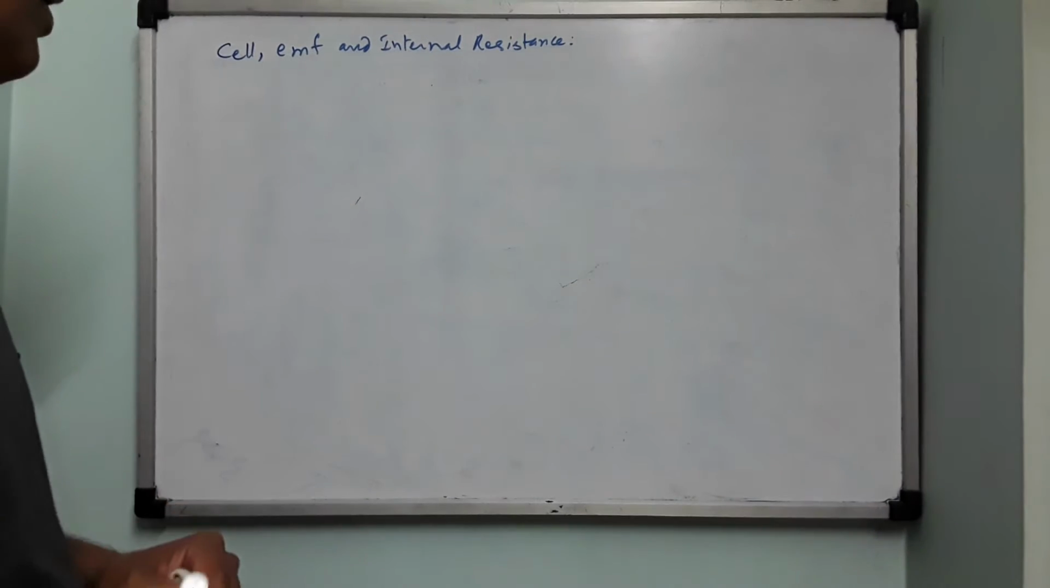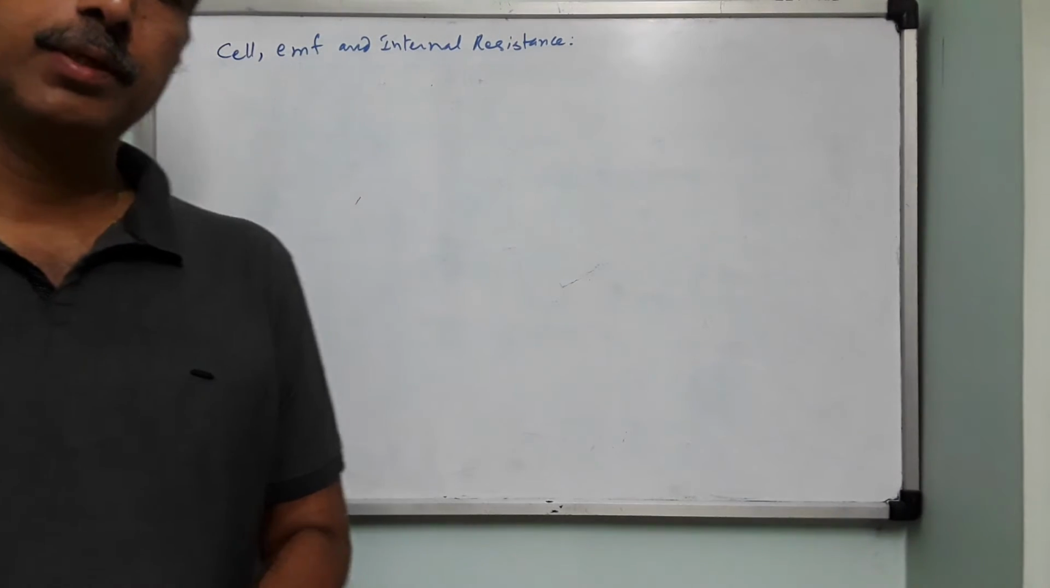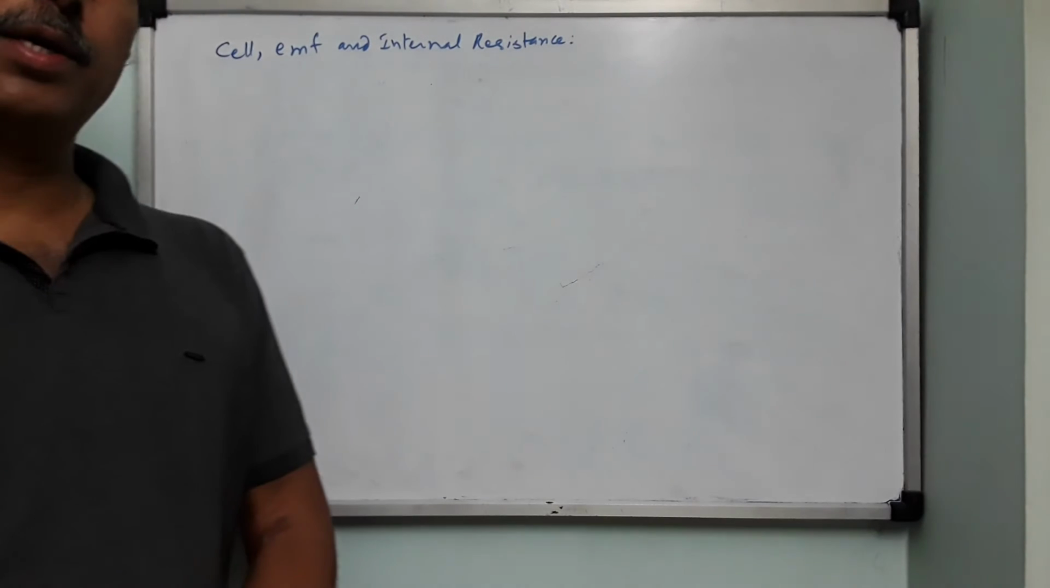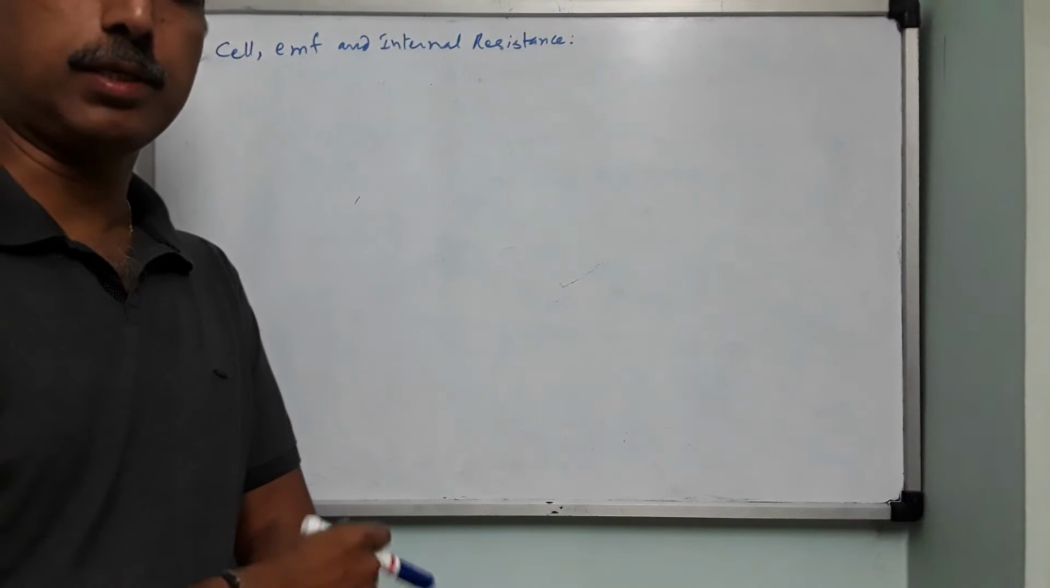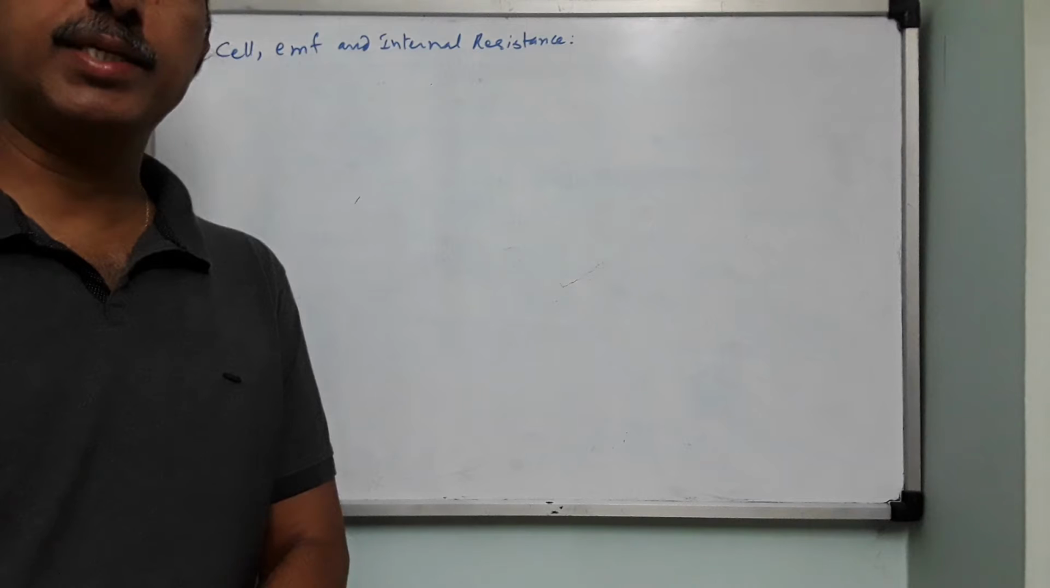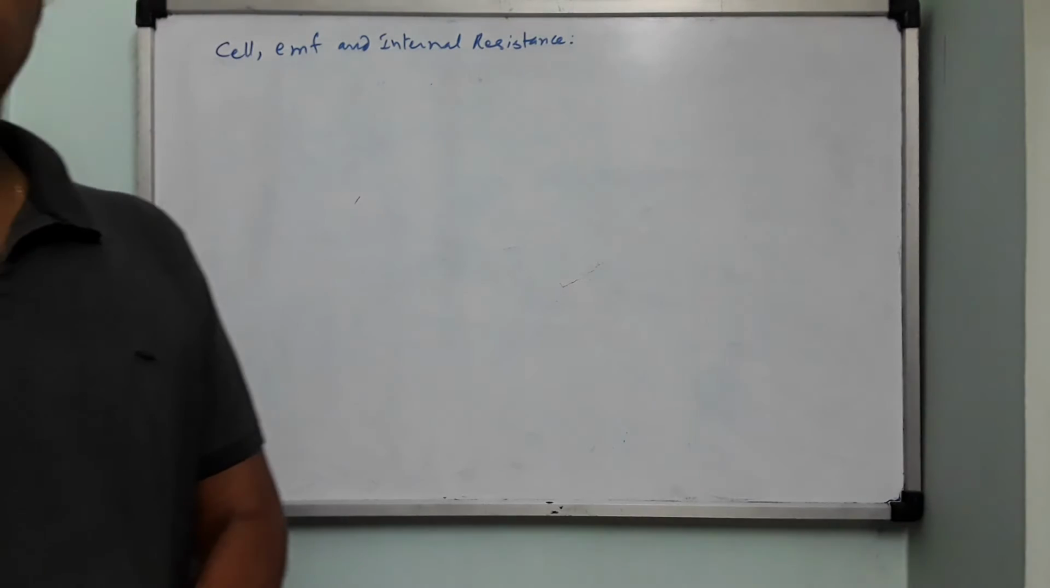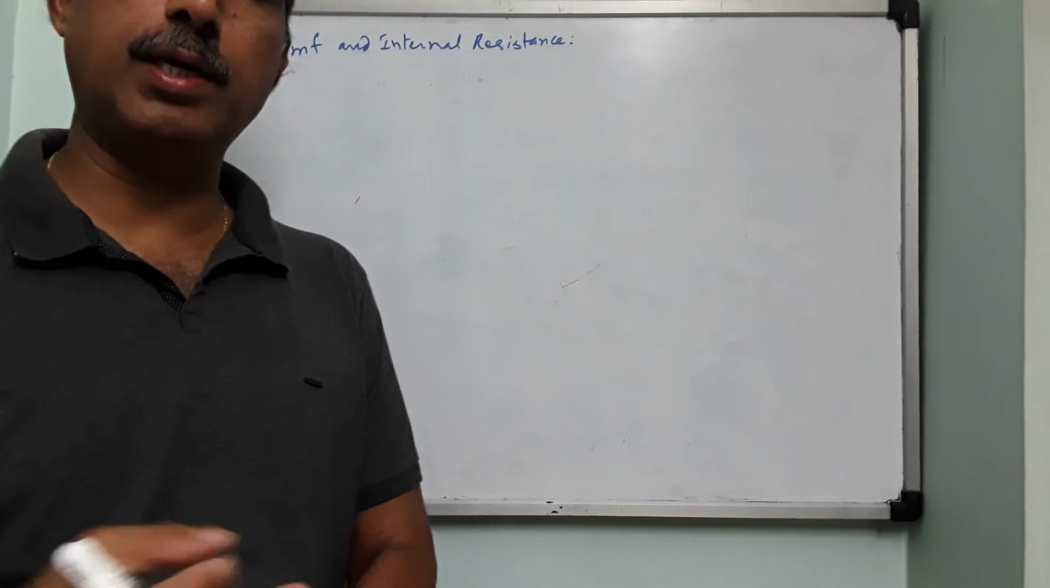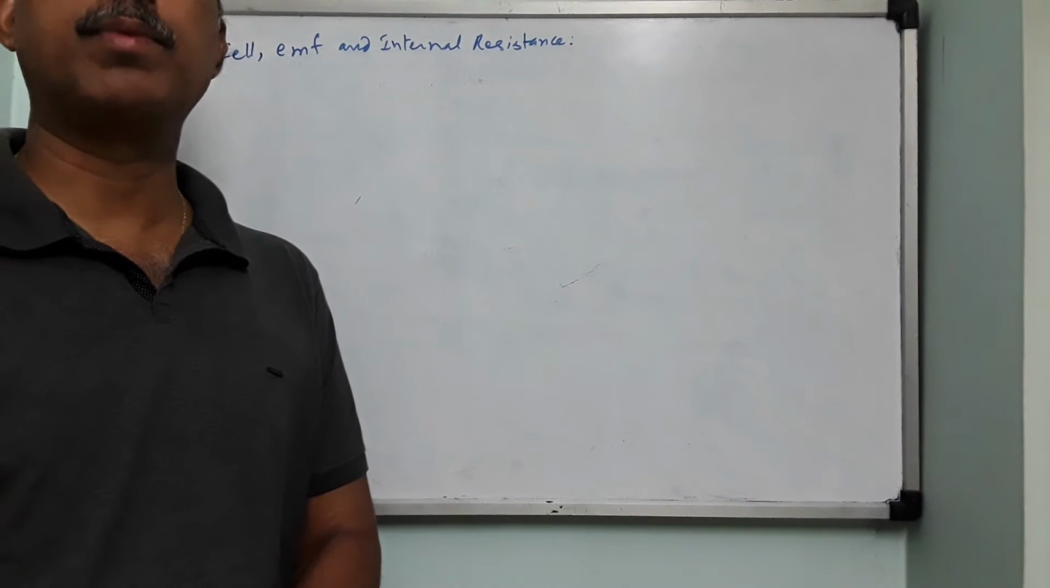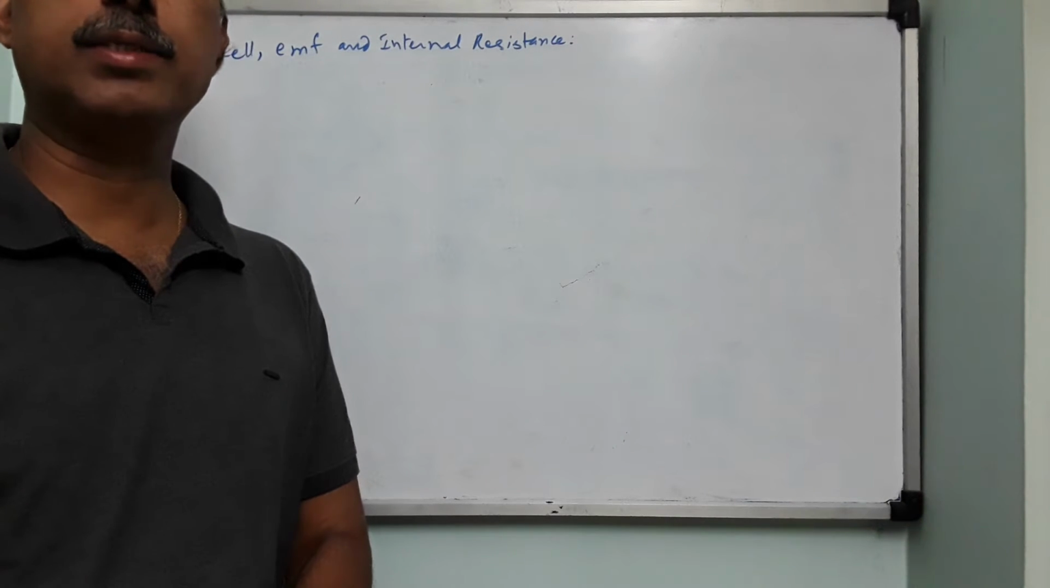Cell, EMF and internal resistance. So knowingly or unknowingly, we have been using the cells in the circuits and we are naming it as a battery. Battery is not a single cell. Generally a battery will be the series combination of cells, identical cells only.